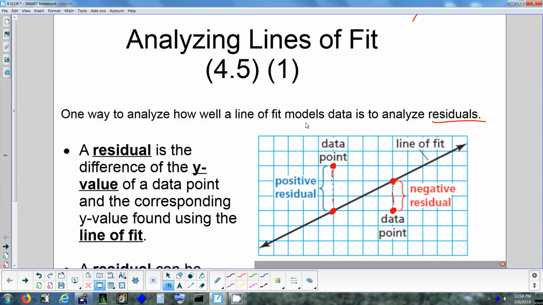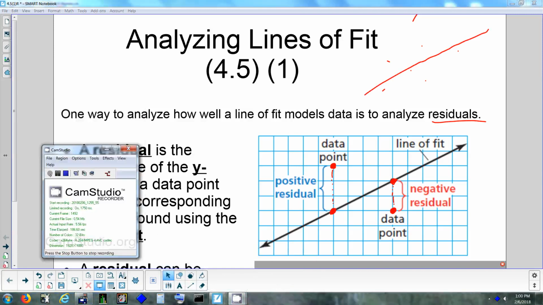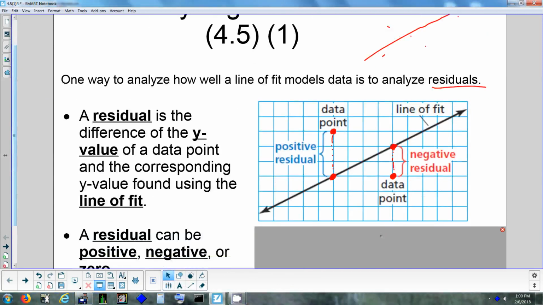And your line can't be perfect, right? You just draw it the best you can. If you've got a bunch of points like this, you're never going to draw a line through all those points. Okay, so any questions on what a residual is? It's just comparing where your point is to where the line is, directly below it or directly above it.